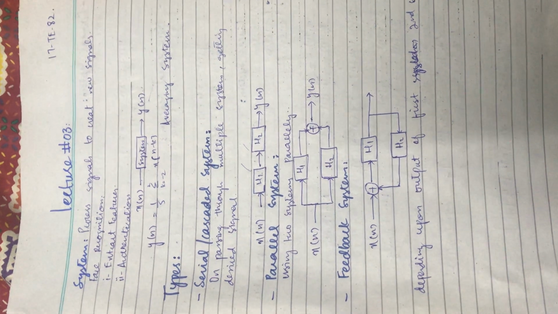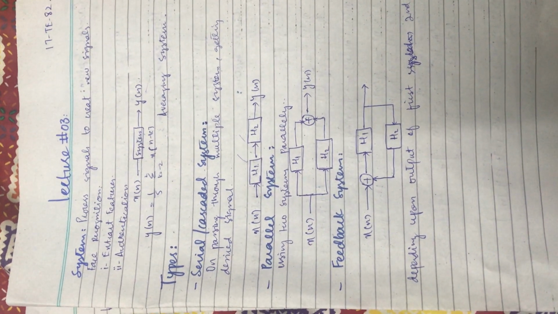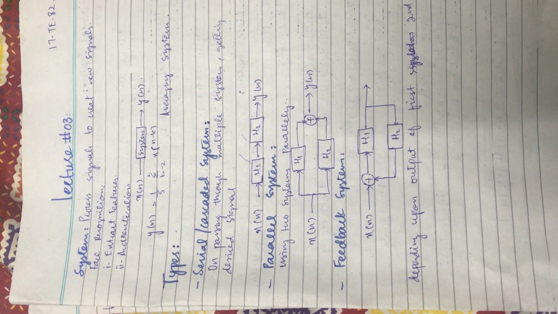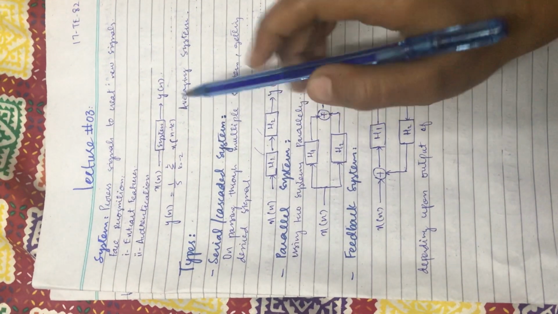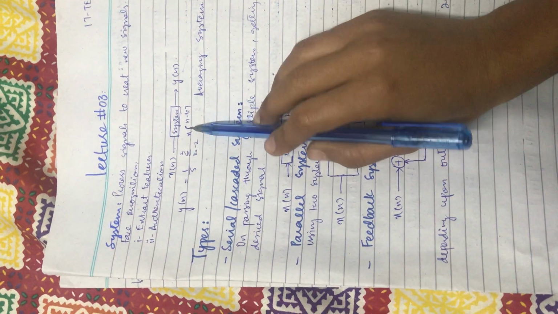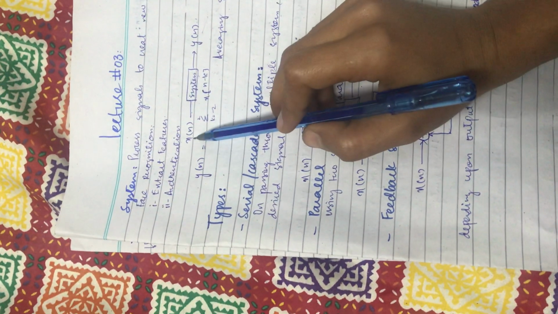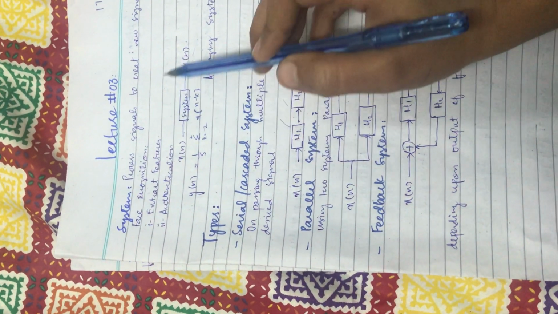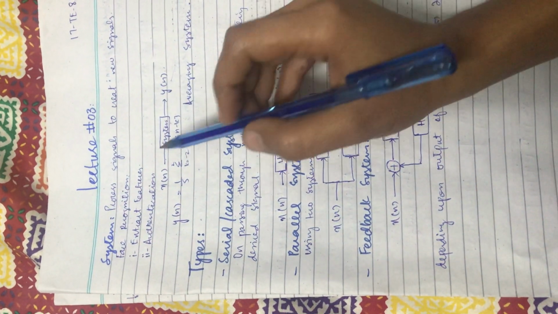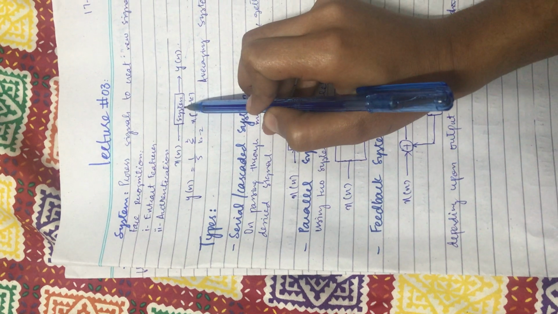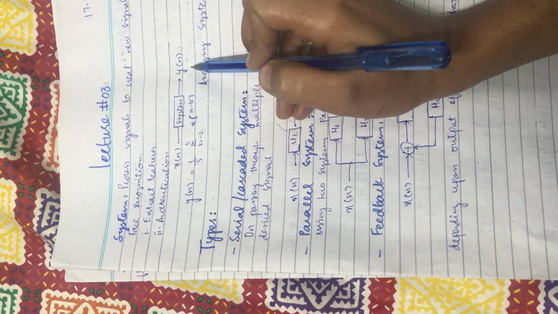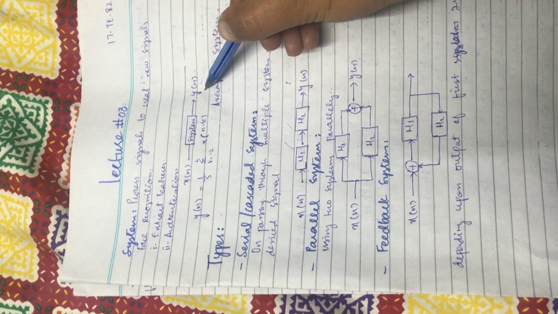First of all, look at the system. What is a system? Systems actually process the signals to create new signals. For example, we have a system, and here the input is x of n, and it's giving us an output y of n. We'll give a signal to the system. The system will work on that signal and will give us our desired signal y of n.